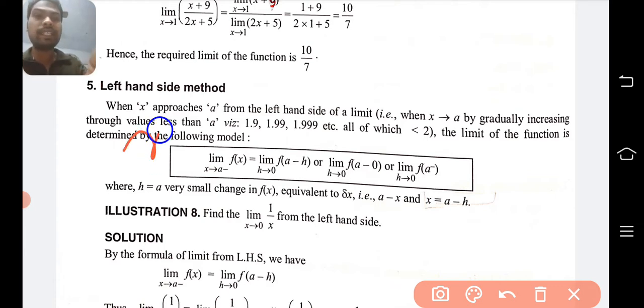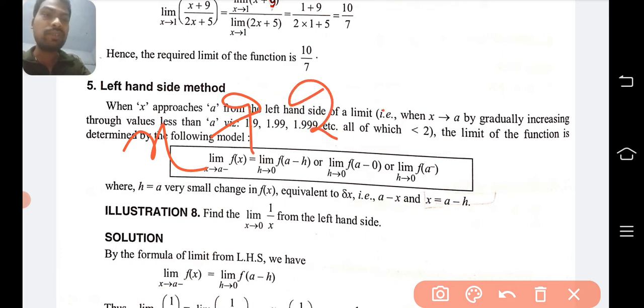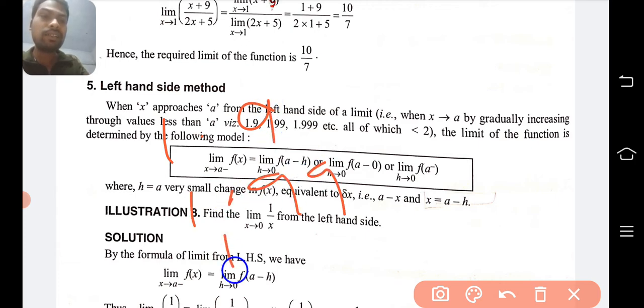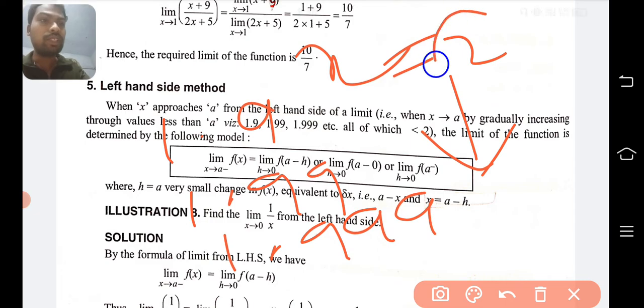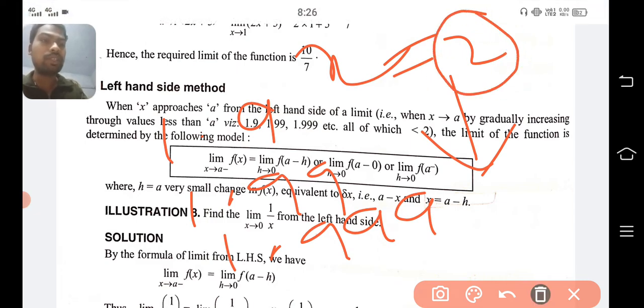It simply says that if x tends to 2 is given, we will take the lower values of x, less than 2. We will take the values of x which would be less than 2. It means we are taking 1.9, 1.99, 1.999. Okay, but increasingly it will approach towards x equal to 2. It will be approaching toward 2. Clear?